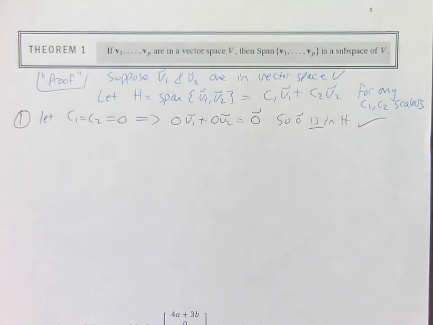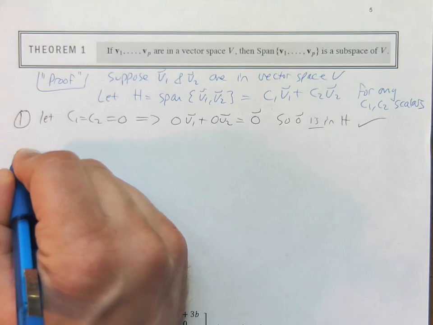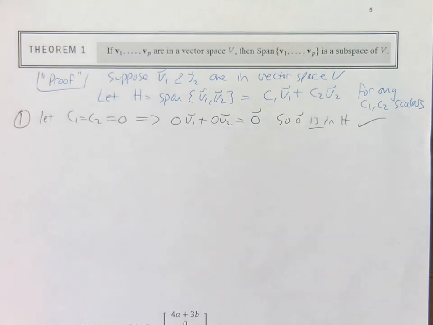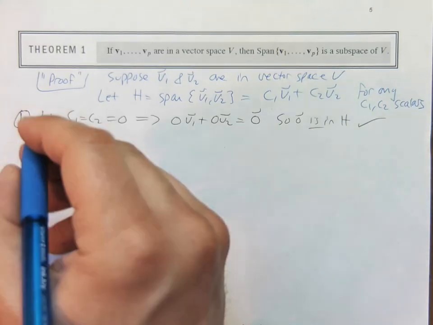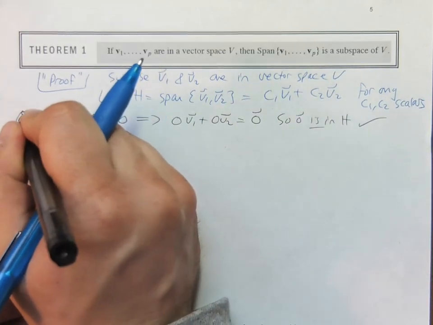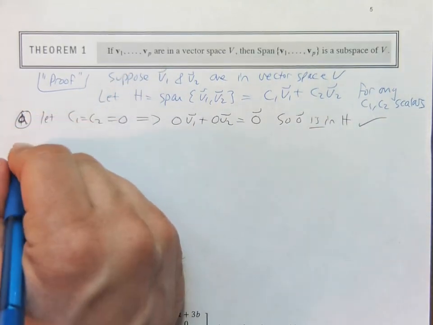So we did show that the zero vector is in there. The next thing we would want to show is that it's closed under addition. I'm sorry, did I do A, B, C or 1, 2, 3? It should be A, B, C. So this should be A. And then this one should be B. Sorry about that.